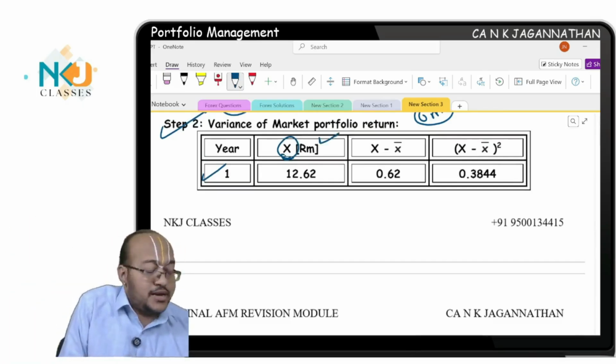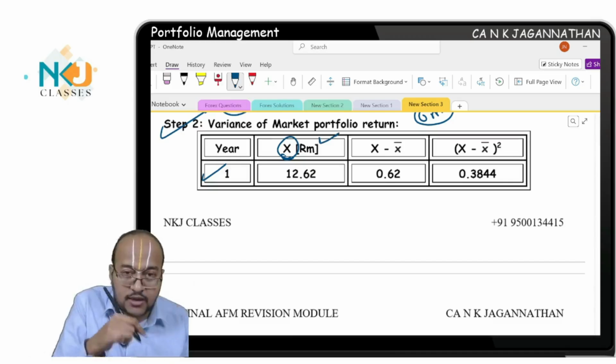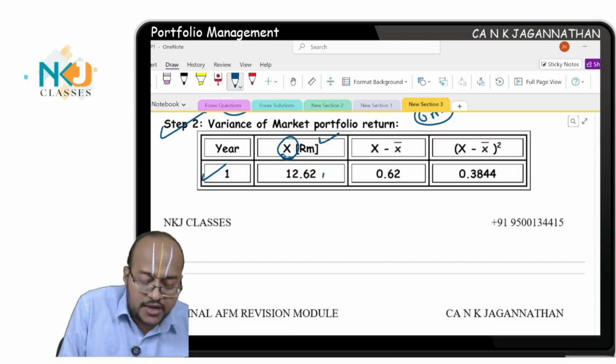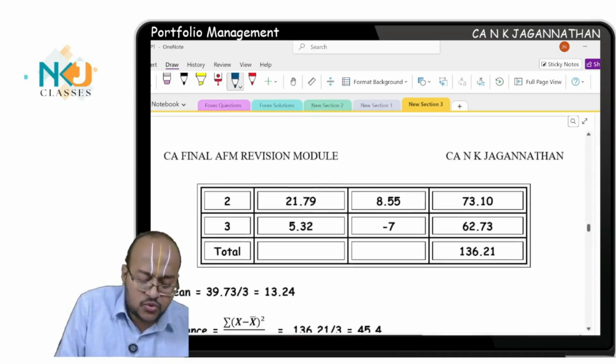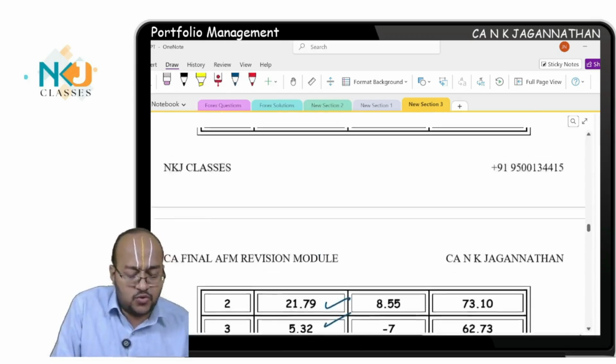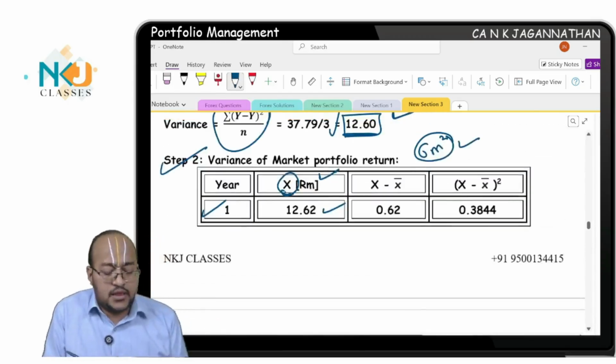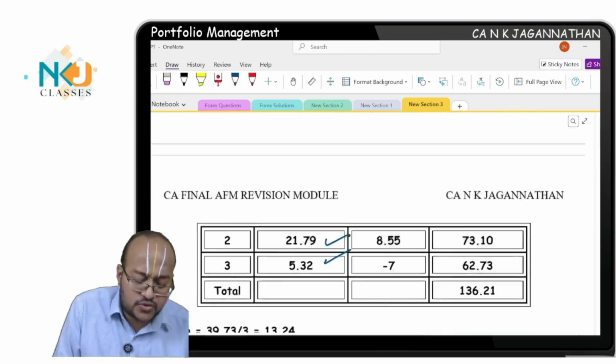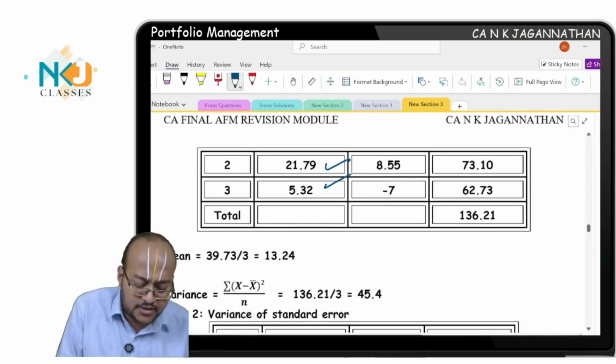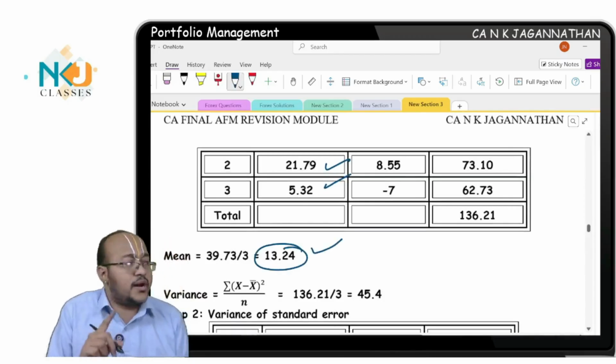That's why I put it in bracket RM. Okay, there individual security, here RM, market. So market return, actual return 12.62, 21.79 and 5.32. We got 3 market returns, yes. Now x bar, how to find out? 12.62 plus 21.79 plus 5.32 divided by 3, you will get 13.24 as RM bar.